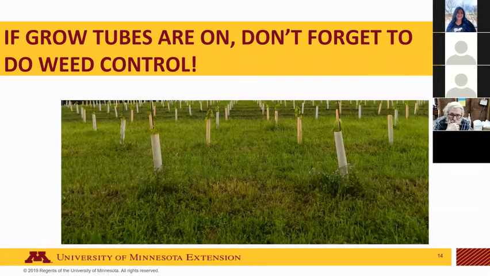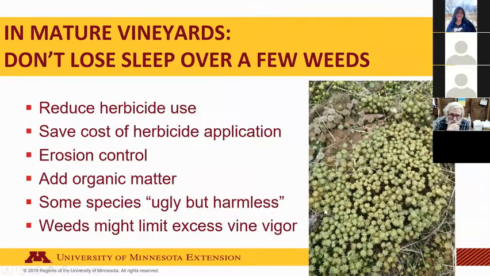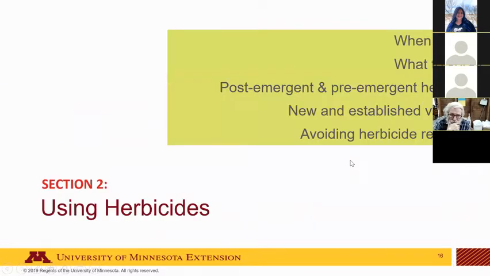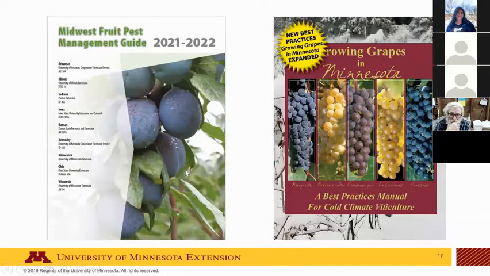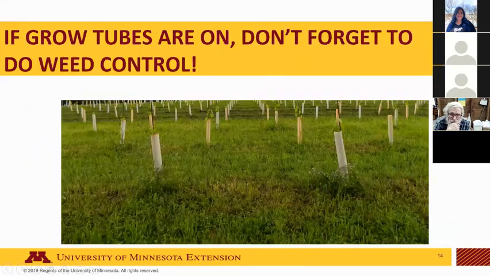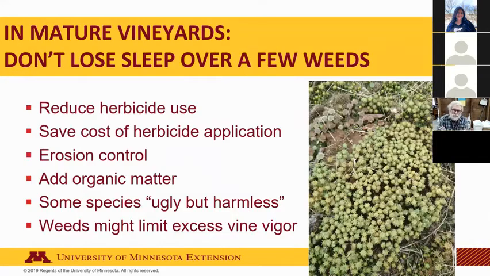If the grow tubes are on, don't forget to actually do the weed control. So this is an example where you can see that the vineyard manager actually spent quite a bit of time going through that vineyard and putting grow tubes on everything, but then they did not go back and spray effective herbicides. They went through all that effort to put up the grow tubes, and they're still not having good weed control. So if you put the tubes on, don't forget to do your weed control.